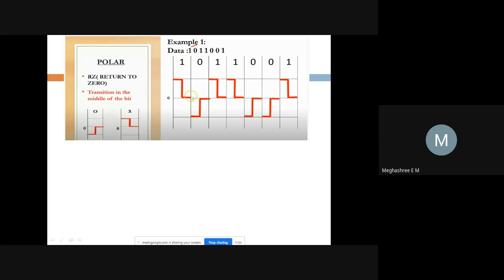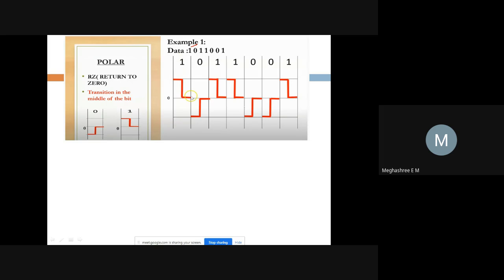Start from the positive side, make a transition. Again the next bit is 1. Start from the positive side and make a transition in the middle of the bit. And the next bit is 0, start from the negative side and make a transition in the middle of the bit. Again the next bit is 0, start from the negative side, transition in the middle of the bit. And the last bit in the given data is 1, start from the positive side and make a transition in the middle of the bit.